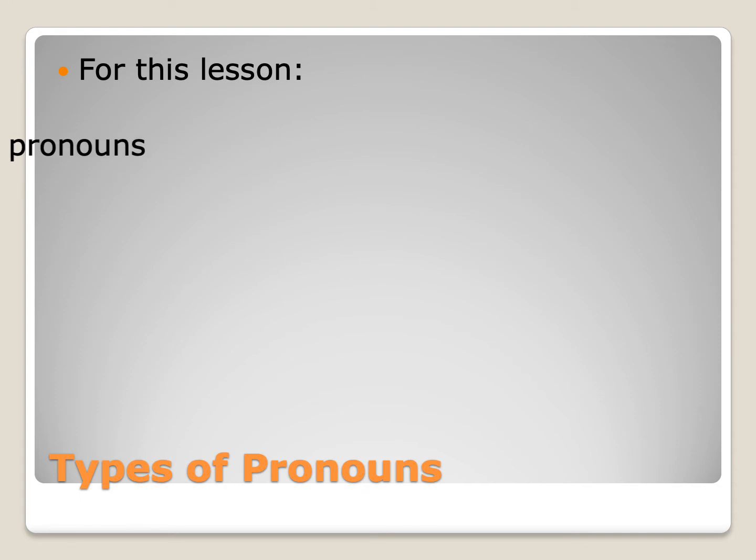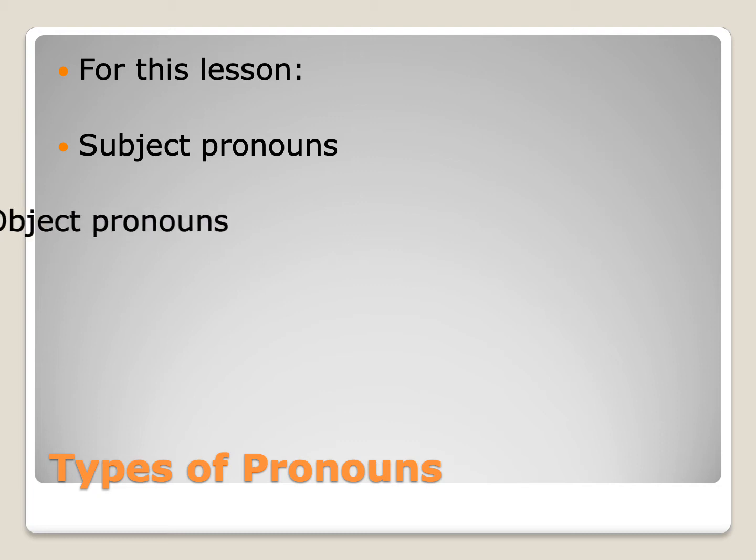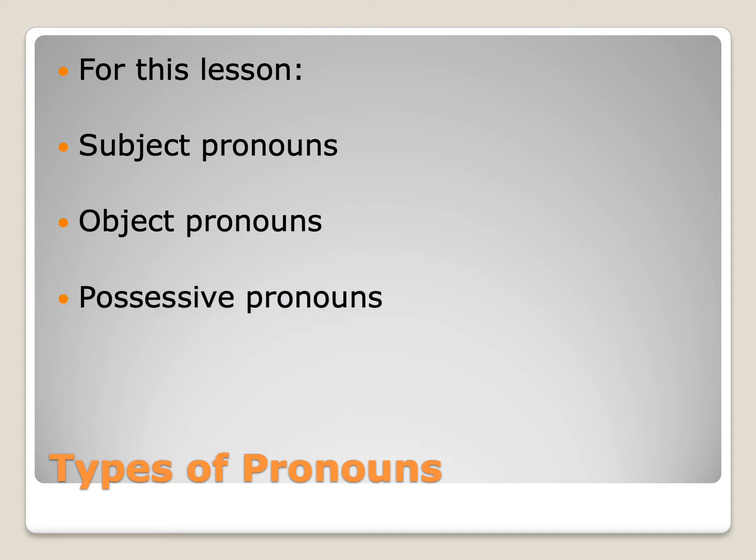Now, for this lesson, we have subject pronouns, and as common sense would tell you, those pronouns take the place of subjects in a sentence. There are object pronouns that take the place of objects. The three different objects are direct object, indirect object, and the object of the prepositional phrase. And there are possessive pronouns, which show possession of an object.